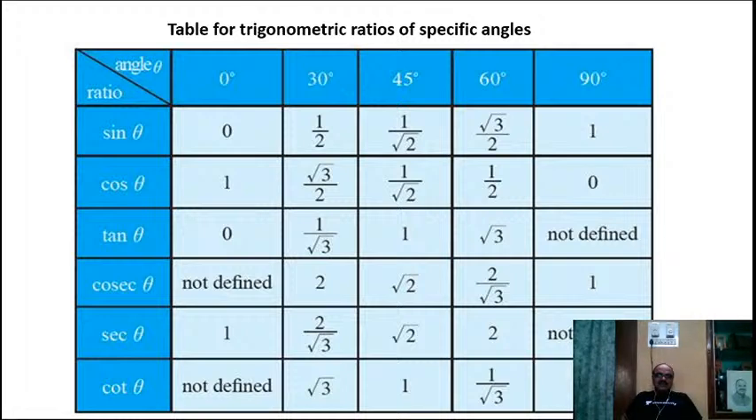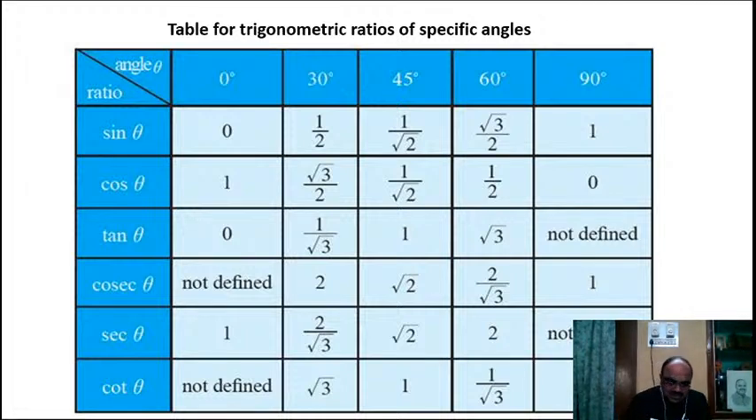Cot theta, again the same concept. Tan 0 is 0. Cot is 1 by tan. 1 by 0 is not defined. Now all tan is reciprocated here. Tan 30 is 1 by root 3, so cot 30 is root 3. Tan 45 was 1, so cot 45 is definitely 1. Tan 60 is root 3, so cot 60 is 1 by root 3. Whereas tan 90 was not defined, cot 90 is 0 by 1, which is 0. Did you get this, friends?